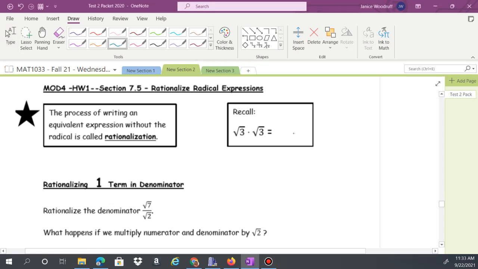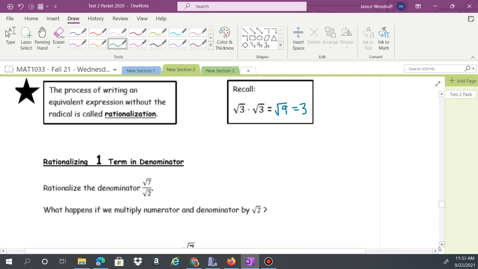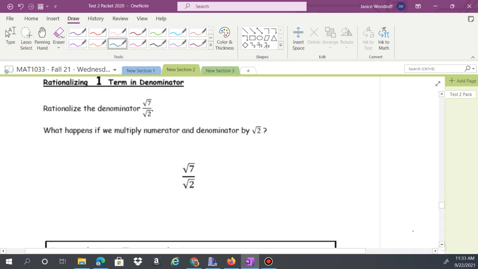To do that, we're going to recall that the square root of 3 times the square root of 3 is the square root of 9, which is 3. Okay, so that's how we rationalize denominators: we multiply by itself. So when there's one term in the denominator, we're just going to multiply by itself.